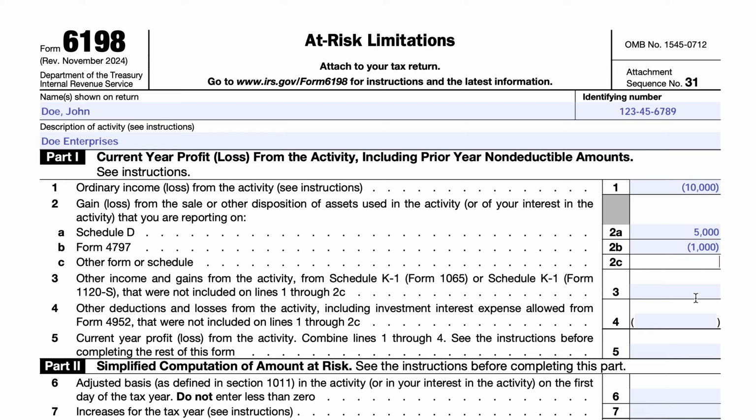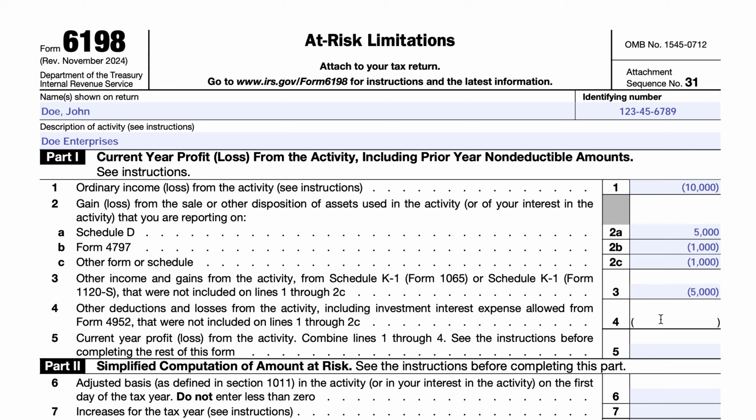And then let's just say that we would put in right here maybe a casualty loss of $1,000. And we'll just say, we would annotate in the side 4684. And then on line 3, we're going to include any other income and gains from the activity from our Schedule K1. Let's just say that were not reported here. And let's just say that ends up being minus $5,000.